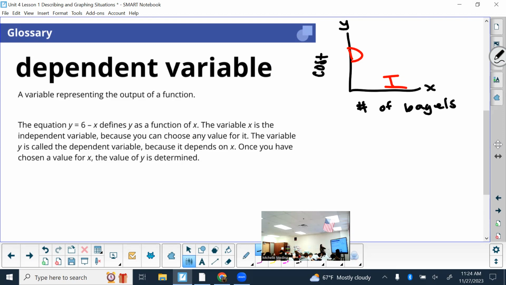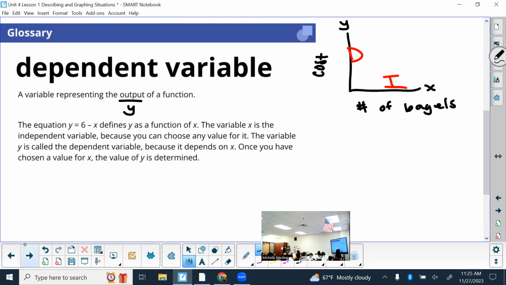All right. So since it's on the y-axis, also associate your dependent variables with your y's. The phrasing that's on your paper is a little bit different, but it's also saying the same thing: a variable that represents the output of a function. Outputs are your y's, essentially. Questions on that? So the y is your output.